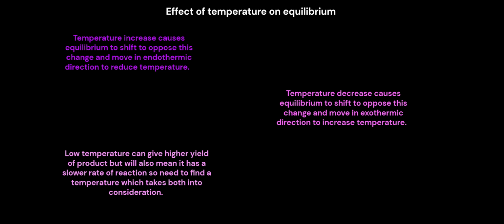Effect of temperature on equilibrium. A temperature increase causes equilibrium to shift to oppose this change and move in the endothermic direction to reduce temperature. A temperature decrease causes equilibrium to shift to oppose this change and move in the exothermic direction to increase temperature. Low temperature can give a higher yield of product, but will also mean a slower rate of reaction, so we need to find a temperature which takes both into consideration.